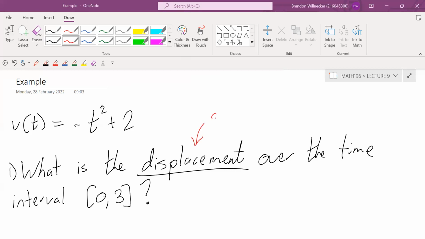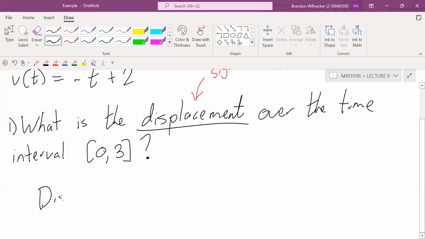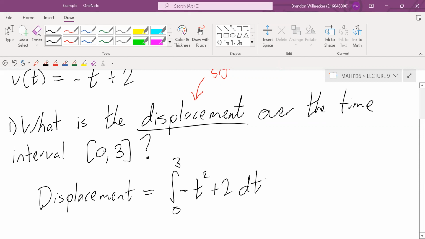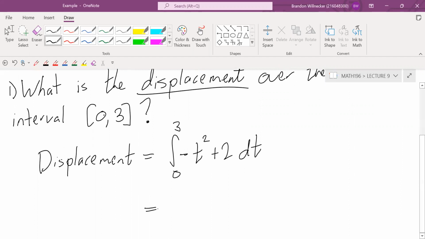So let's just make a little note again. For displacement, the sign is important, so we don't take the absolute value. So in this case, the displacement is equal to the integral from 0 to 3, because that's our time interval, of the velocity, minus t squared plus 2 dt. Okay, no absolute values or anything like that. Now we find the antiderivative and all of that. So remember FTC 1 and 2.